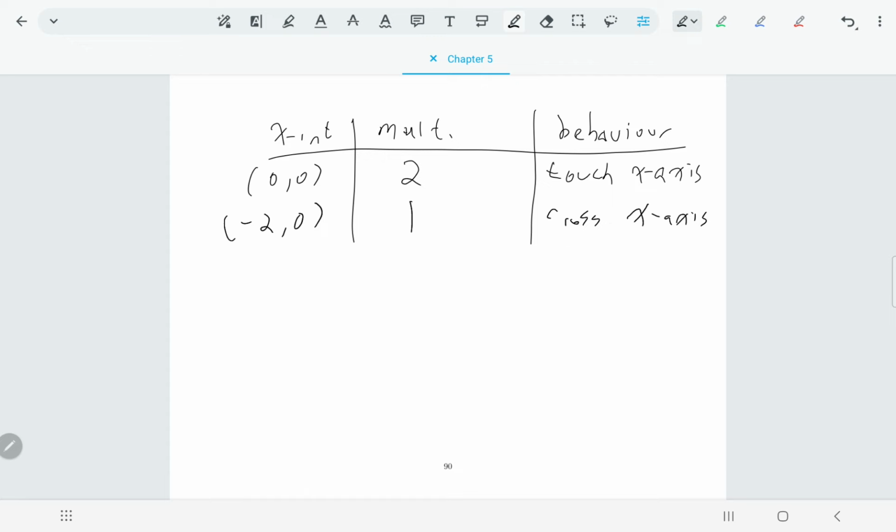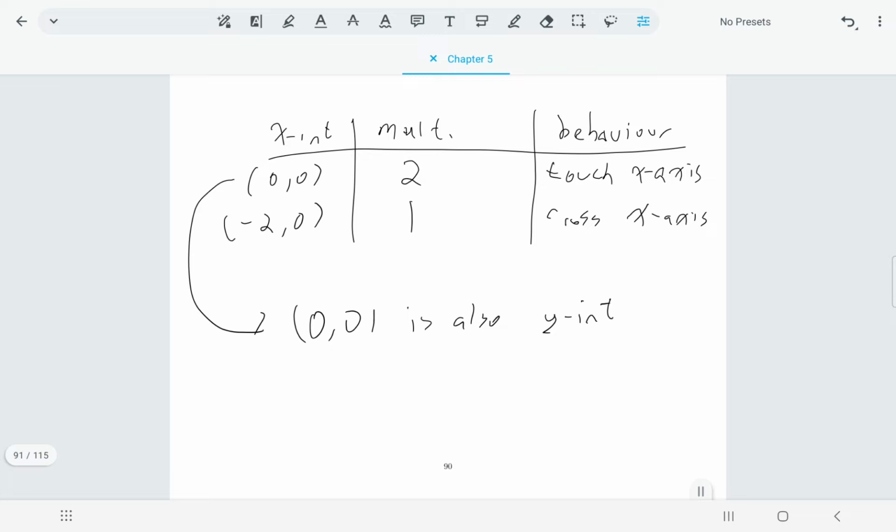Another thing to notice here, as far as y-intercepts go, is that the x-intercept at 0, 0 is also the y-intercept. So I don't need to do any extra work in looking for the y-intercept, since the x-intercept that I found already is the y-intercept. So I just need to plot my two x-intercepts, 0, 0, and negative 2, 0, and then start graphing.